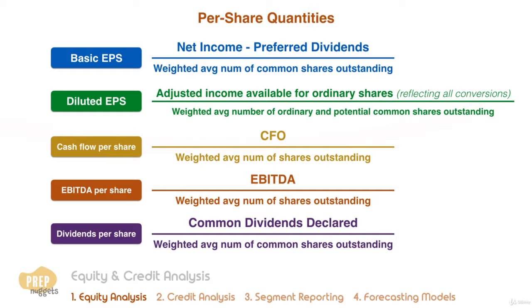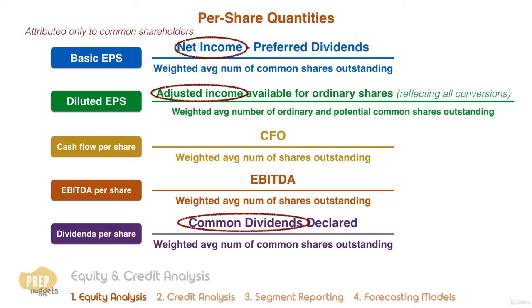Also note that the denominator should match the numerator. For example, net income and dividends are attributed only to common shareholders. As such, the denominator should include only common shares.